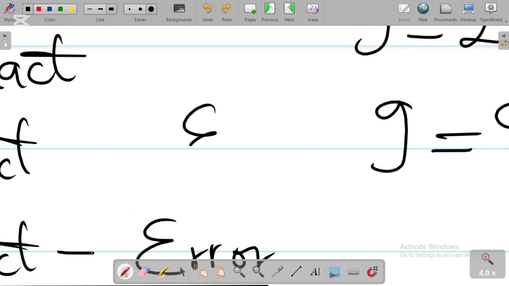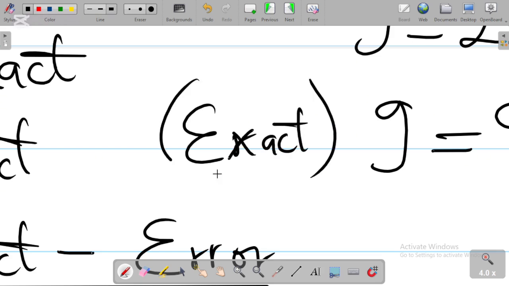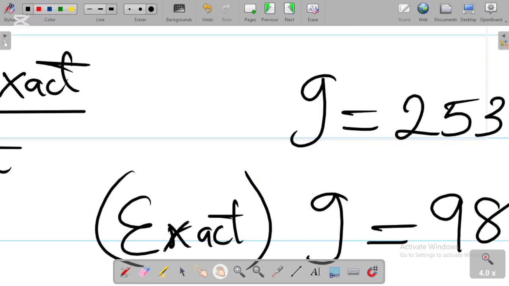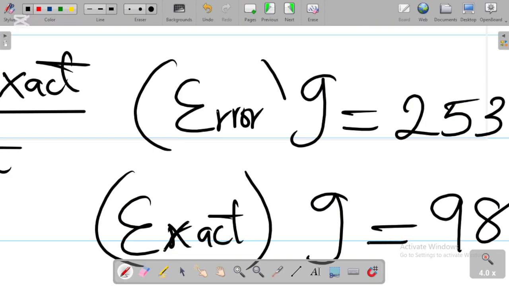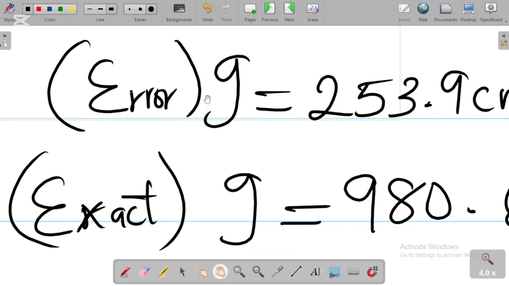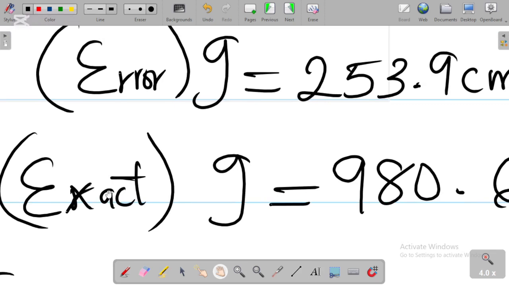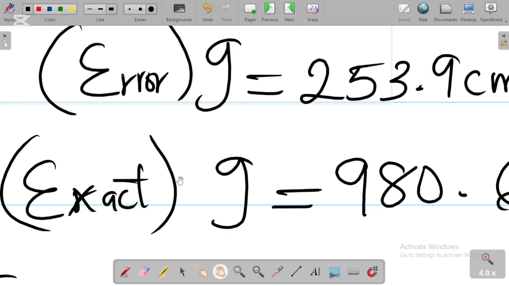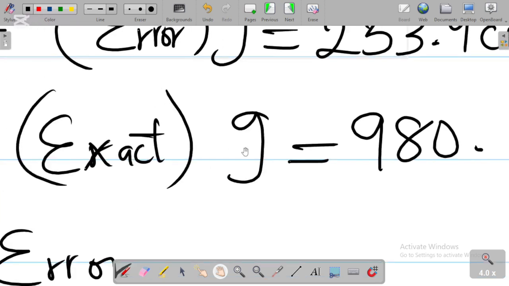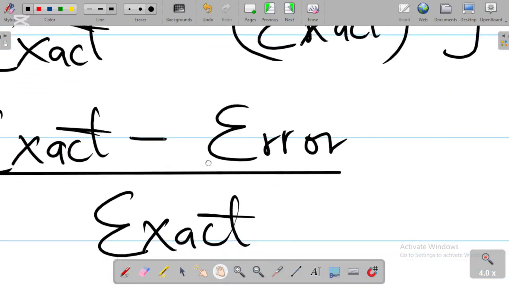So at this point, we are going to write exact. Exact. And here, this is what? Error. This one is called error. This is the error, the one we calculated. And the exact is the general value of acceleration due to what? Gravity. All right, so since we've gotten the value of the exact and the error, let's now find the standard error.